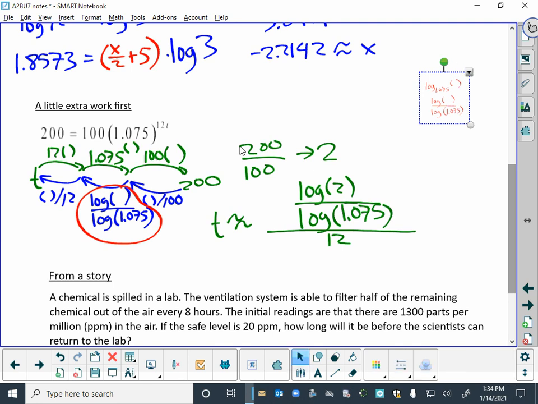So I will put that into my calculator. Log 2 divided by log of 1.075. Get an answer, divided by 12, and I get about 0.7987. And that is my answer to that one. All right. We double check some things there.